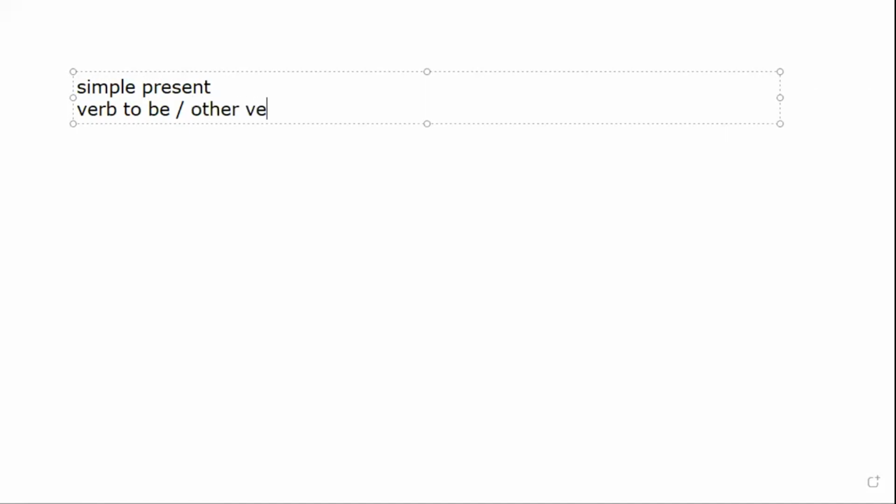Okay, so today we're still going to talk about the simple present. This is class number 4, right? So here we go. When I talk about the simple present, I have two different guys. I have the grammatical structure of verb to be, and then I have a different one that is all the other verbs.